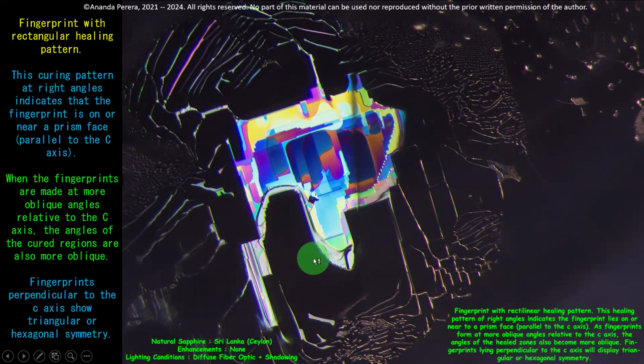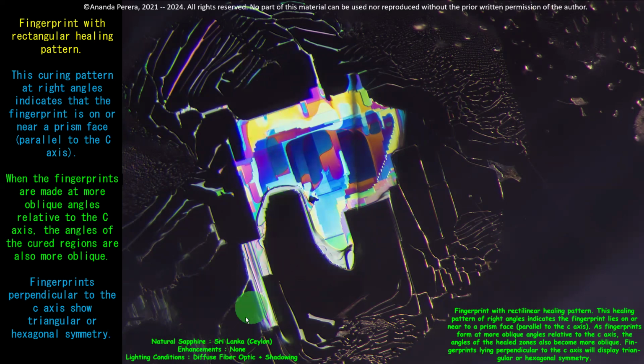Fingerprints perpendicular to the C-axis show triangular or hexagonal symmetry. You can remember that. This is the C-axis, and fingerprints perpendicular means on this side. Fingerprints perpendicular to the C-axis show triangular or hexagonal symmetry. But here the symmetry is rectangular. So the C-axis is parallel to the shapes here.